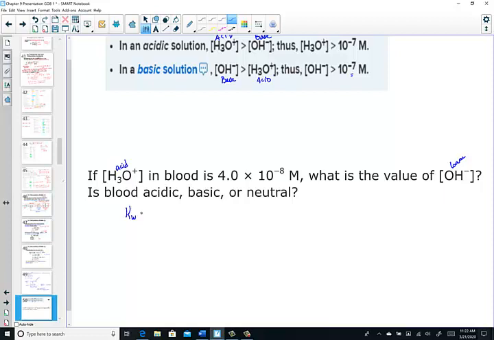Here's what we know. Kw is found by taking the concentration of hydronium times the concentration of hydroxide. And we know Kw is a constant. It's the top of the pH scale, 1 × 10^-14 units. Hydronium was given to us as 4 × 10^-8 molar units. We're being asked to solve for hydroxide. To solve for hydroxide, we're going to divide both sides by 4 × 10^-8.